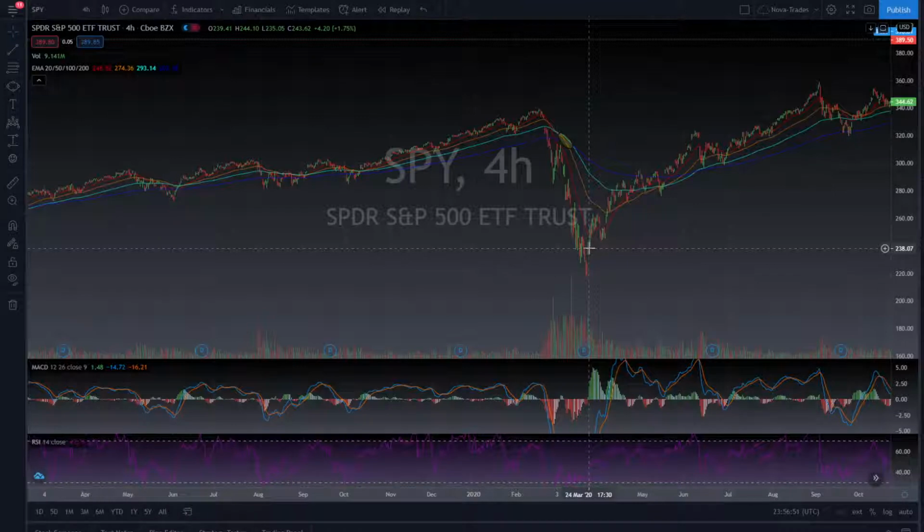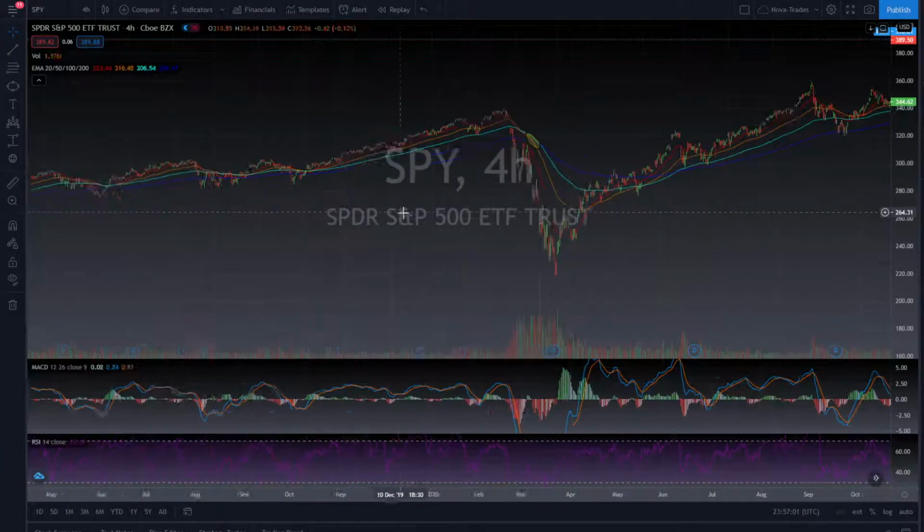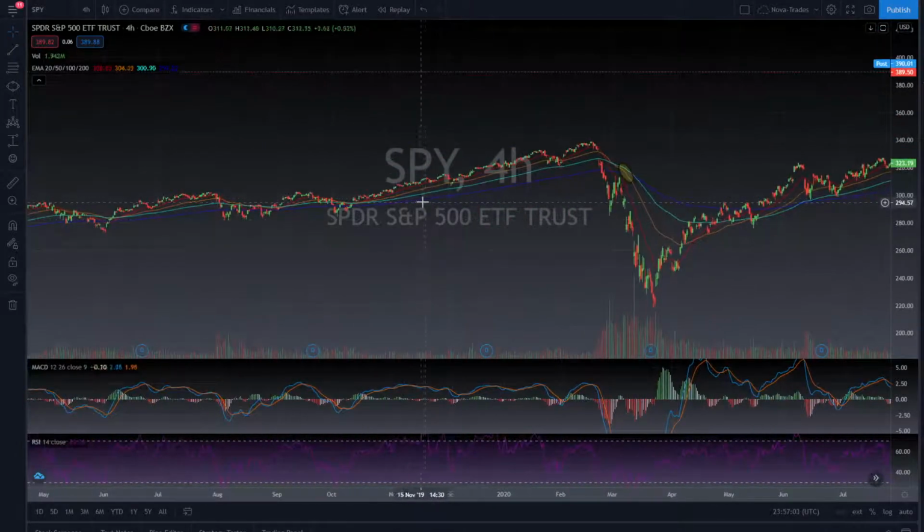Over the 200 EMA, so the 50 crossing over the 200 EMA. Because typically it will look like this, where the 200 EMA is on the bottom, and then you'll have the 100 above it, the 50, and then the 20.